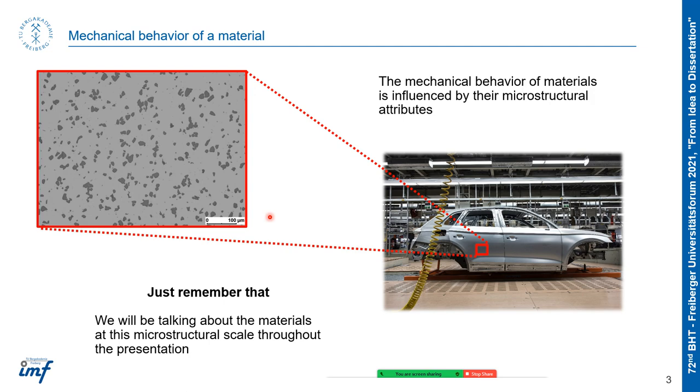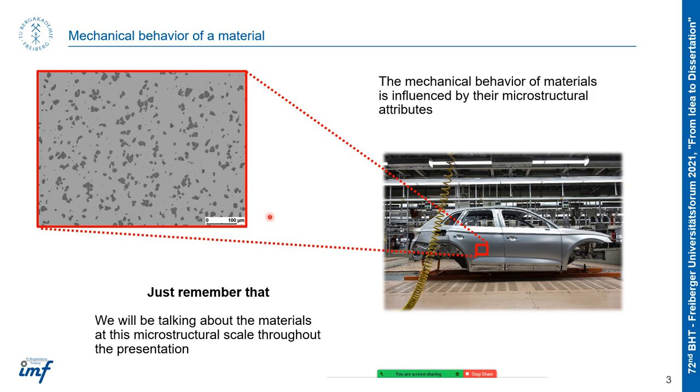And just remember that when we want to improve our materials, basically this is the microstructure which we are improving, and throughout my presentation this is the scale which I will be talking about. So when you look at these square pictures, and I talk about the properties and the materials, just remember that we are talking about this scale and not the component scale. So these are two different things.